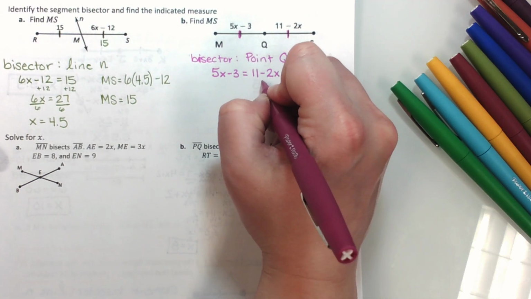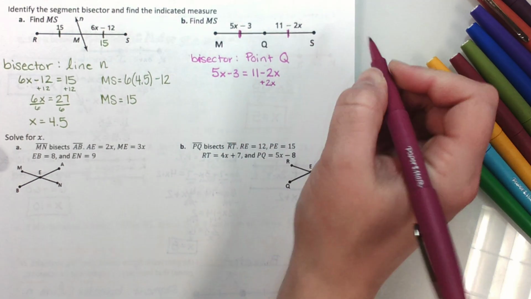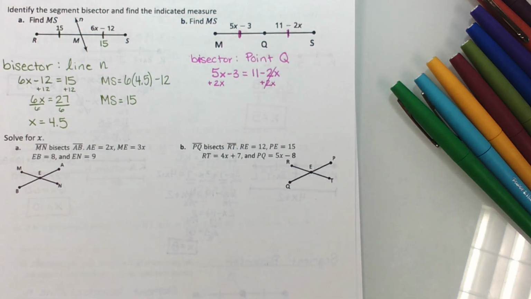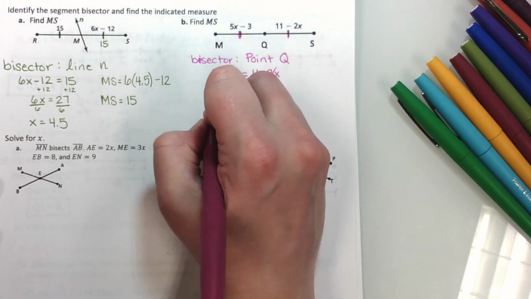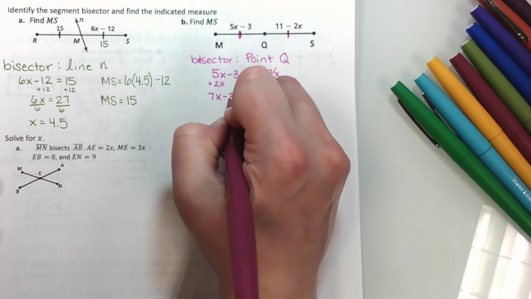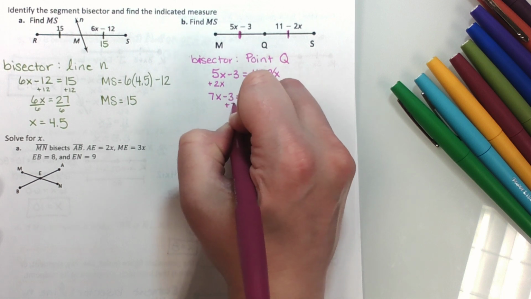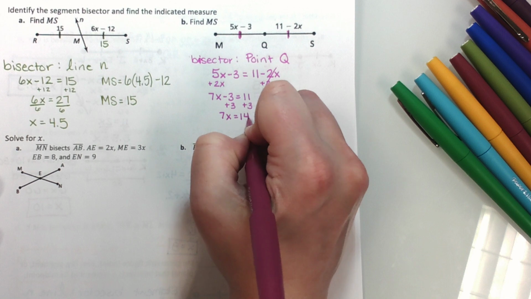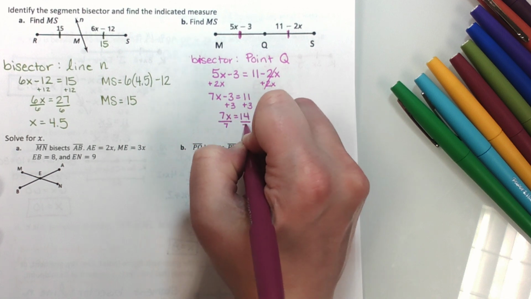And I solve. I'm going to move my x's together first. Since I see there's a minus 2x, to undo minus, add. Be careful of that. 7x minus 3 is equal to 11. Then I add the 3. 7x is 14. Divide by 7 and x is 2.